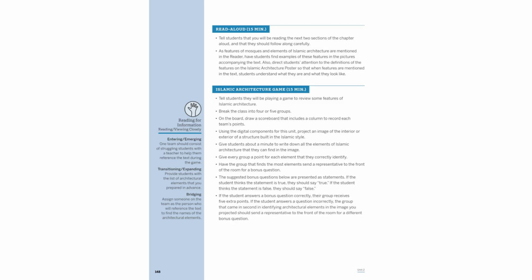Let's explore Islamic architecture through an engaging game. Students will identify features in projected images, referencing the Islamic Architecture Poster for definitions. Teams earn points for each correct element identified. Bonus questions test their knowledge further, rewarding correct answers with extra points. This interactive approach deepens understanding of Islamic architectural elements.